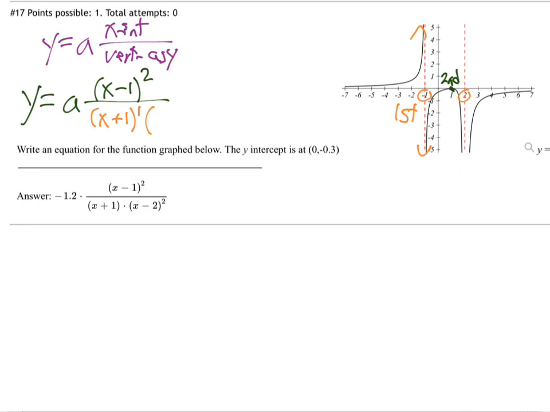And then x equals 2, so that'd be -2. And look at that one. That one's going to be a second power because see how both are going down? It's like a bounce. They both go down. Second power on that guy. Okay. Now we got to find a. How are we going to find a? We can plug in. Oh, there it is. There's the y-intercept. Plug in that y-intercept. X is 0, y is -0.3. So y is -0.3. X is 0.